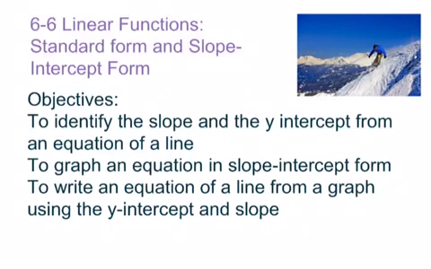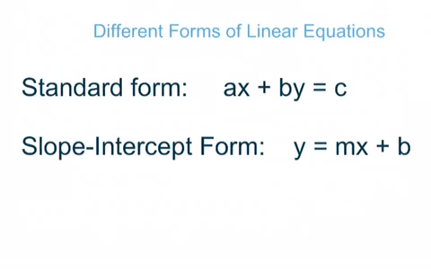Hello folks, today we're on 6-6 linear functions, standard form and slope-intercept form. The objectives are to identify the slope and the y-intercept from an equation of a line, then to graph an equation in slope-intercept form, then to write an equation of a line from a graph using the y-intercept and the slope. Sounds like a lot, but it's really not.